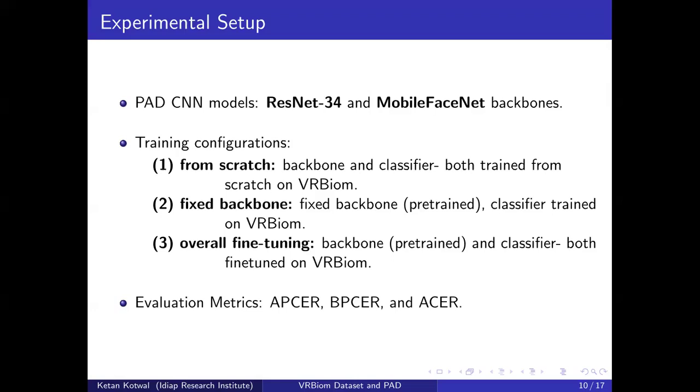We considered three different training configurations. First is from scratch, where the backbone and the classifier both were trained from scratch on the train partition of the dataset VR Biome. In the second configuration, we kept the backbone fixed, where we obtained the pre-trained model from the internet, and only the classifier was trained on the VR Biome dataset. In this case, the classifier is binary because we are dealing with PAD versus bona fide classification. And in the third case, we obtained the pre-trained backbone from the internet, but the backbone and classifier both were trained or fine-tuned on the VR Biome dataset.